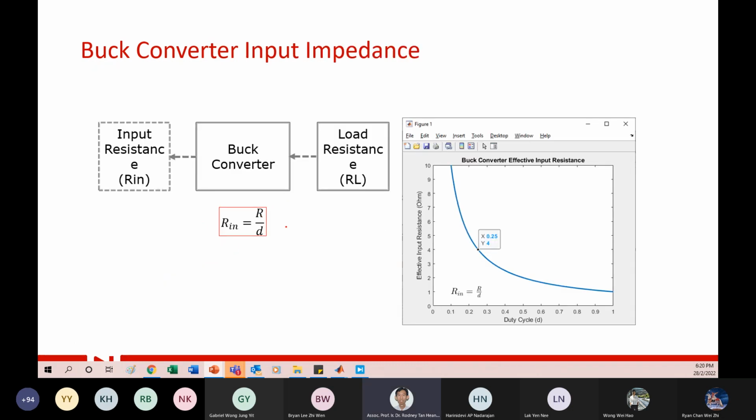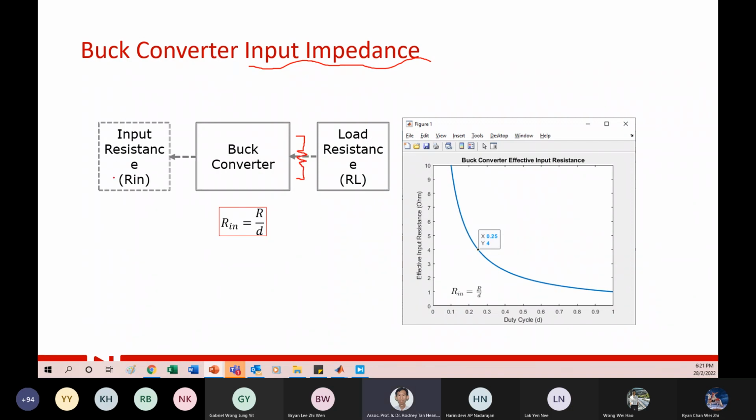Okay, so another thing important to this buck converter is what we call the input impedance. So this is a buck converter, and the buck converter will be connected to a load, right? A resistor load, for example. Okay, a resistor load here.